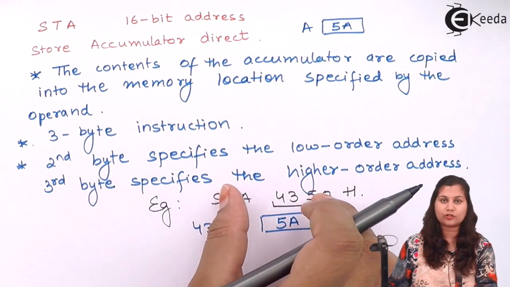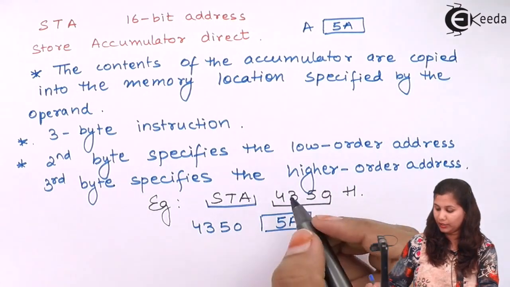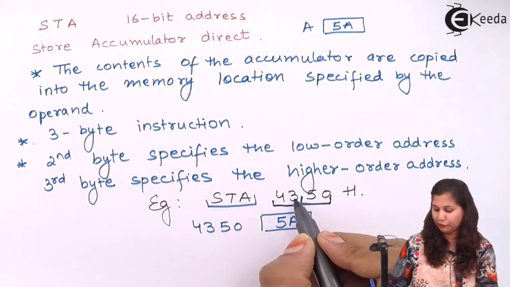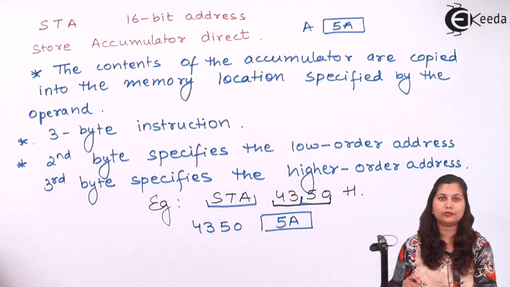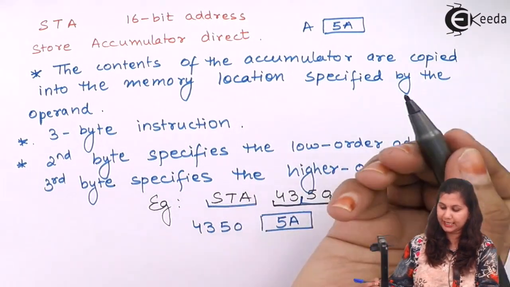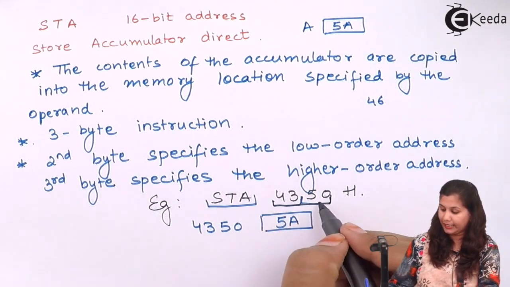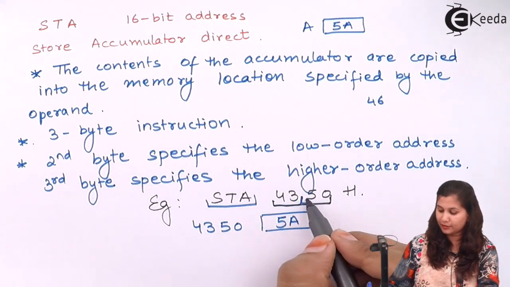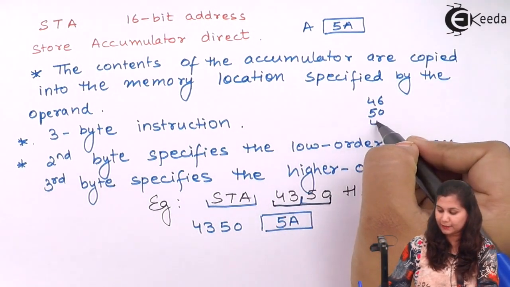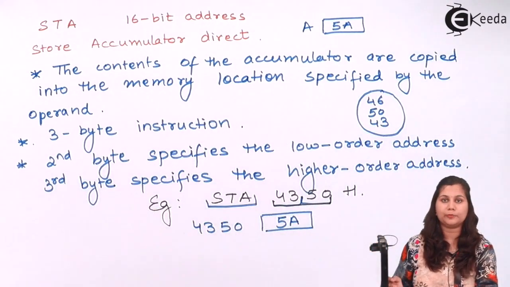When we are going to save this instruction into the memory of the microprocessor, then for STA we will have a machine code, then for 43 we will have 1 byte, and for 50 we will have 1 byte. So this will be a 3-byte instruction. Now when we are going to store it, suppose we have a machine code like 46 for STA. Then we are going to store this 50. First the lower order address will be stored. So 46, then 50, and then the higher order address 43 will be stored. So in this way, this instruction will be stored in the microprocessor memory.